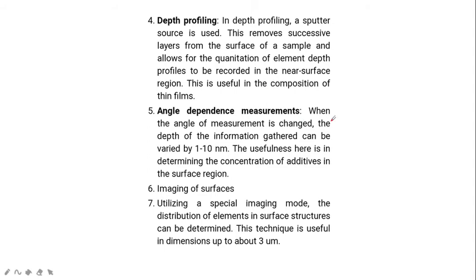Angle dependence measurements can be done. When the angle of the measurement is changed, the depth of the information gathered can be varied by 1 to 10 nanometer. Now X-rays fall at one particular angle. If I go on changing the angle of those particular X-rays, then I can get more of the data. The usefulness here is to determine the concentration of the additives in the surface region. If there is something that has been added to the surface region, it can be done. The oxides can be studied by this particular technique.